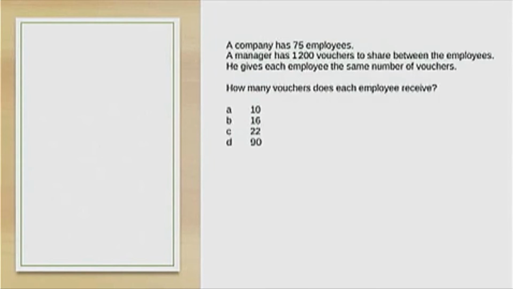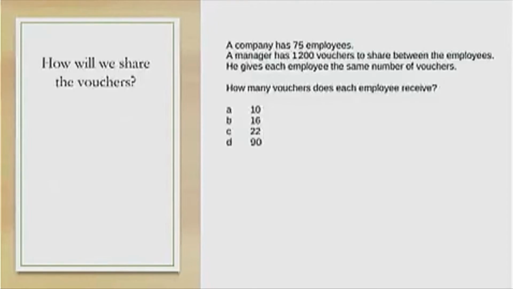Next question. A company has 75 employees. A manager has 1,200 vouchers to share between the employees. He gives each employee the same number of vouchers. Now, he could have lined them up, 75 of them, and just walk around and give them one at a time. But that might take some time. So let's see what else he can do.